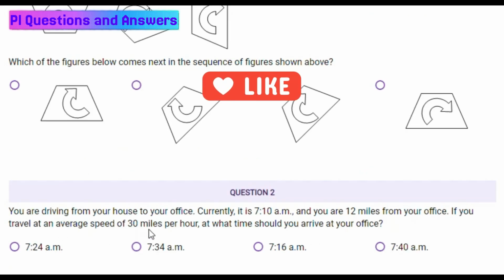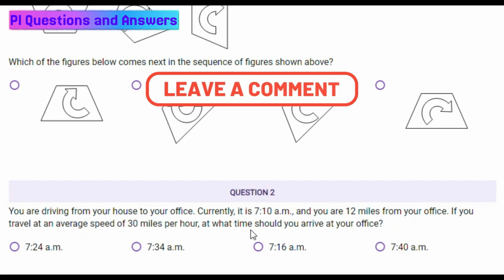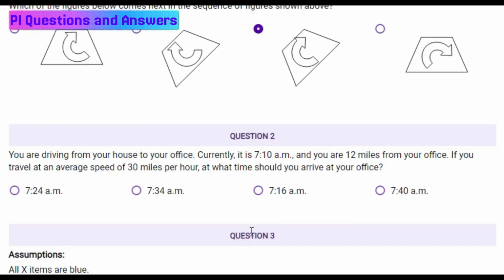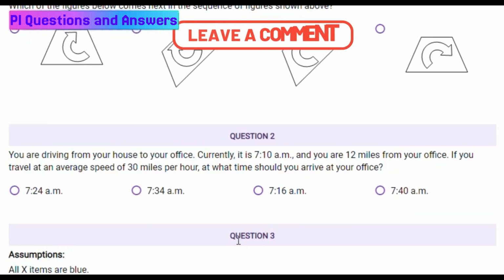Question number 2. You are driving from home to your office. Right now, the time is 7:10 a.m. You are 12 miles away from your office. Your car is moving at an average speed of 30 miles per hour. What time will you reach your office?